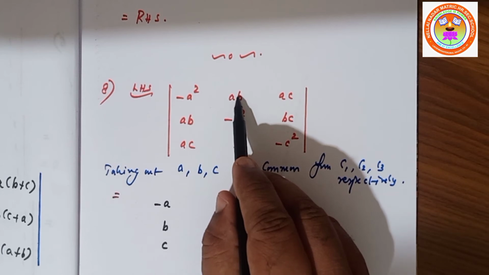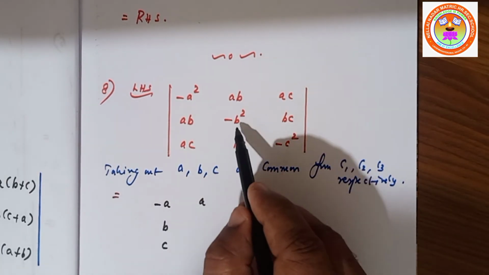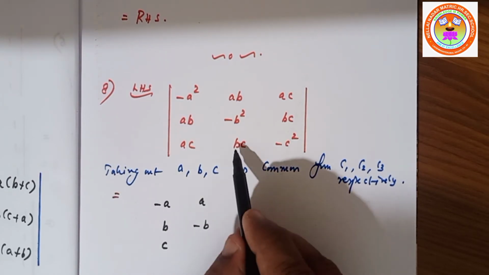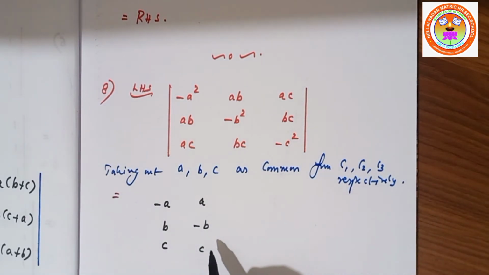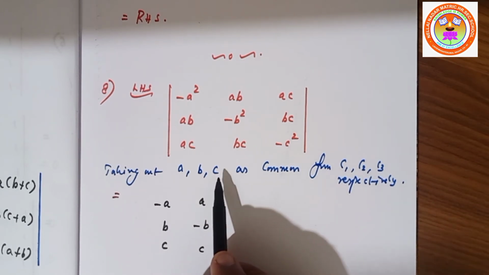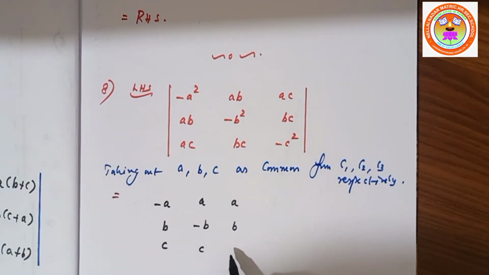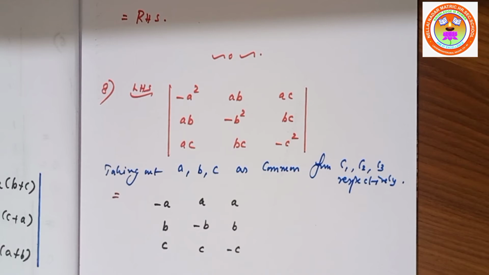So you have to divide each and every element by B. So you will be getting A, divide by B, you will be getting minus B. If you divide by B, you will be getting C. Now third column should be divided by C. Once you divide by C, you will be getting A, divide by C, you will be getting B, divide by C, you will be getting minus C.